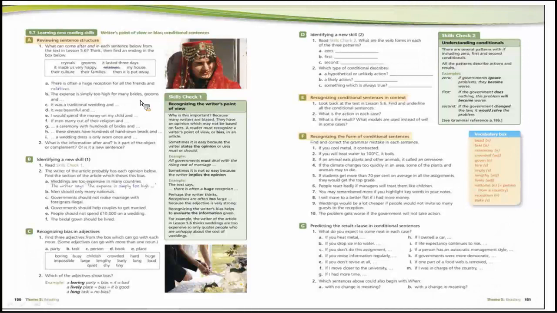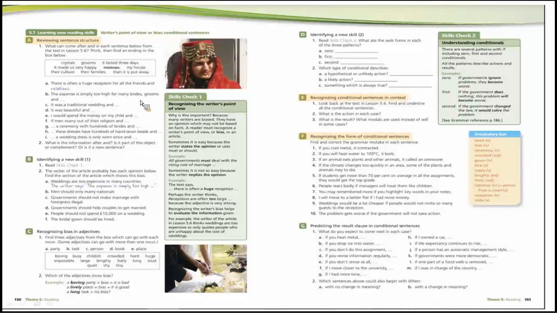Okay, I will move to a better flat if I had more money. What did you understand from that? By the way, may and might have the same meaning, Yelena. And we're talking about the present, but that's why you shouldn't change may. It should remain as such.